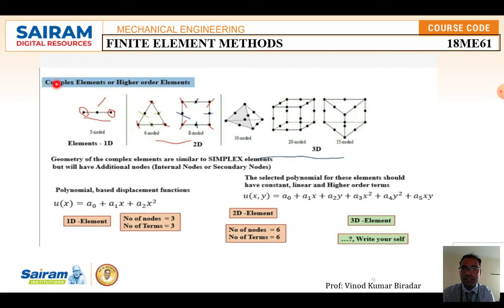Complex elements are also called higher order elements. An element for 1D means only the end nodes will be present, whereas complex means more nodes will be present, and 3D means more nodes will be present in the solid object. That is the difference between simplex, complex and multiplex elements.